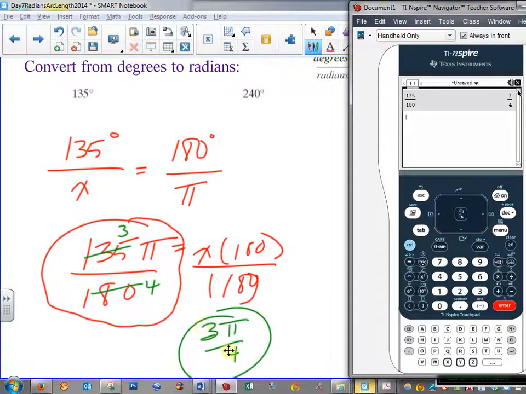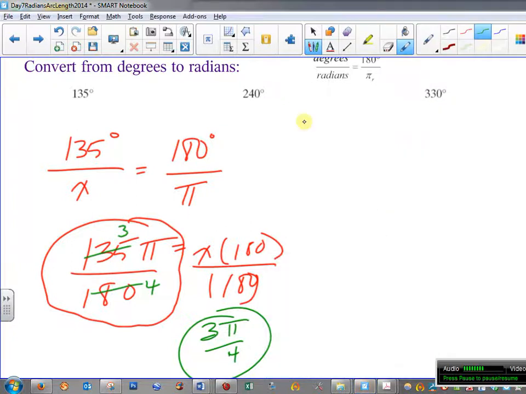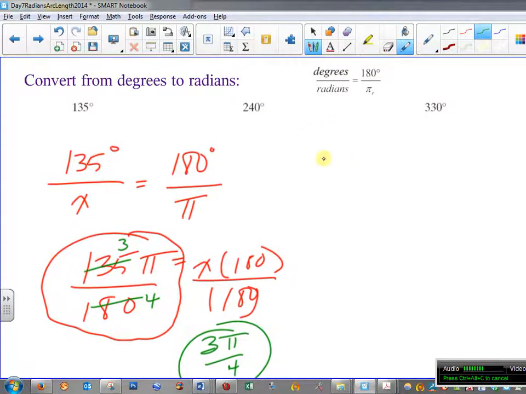So 135 degrees is the equivalent of 3 pi over 4 radians. We'll do one more of these. Look at the 240. I'm going to again use that formula. 240 degrees on top. I don't know what the radian measure is, but I know it's equal to 180 degrees over pi radians. And this formula works because 180 and pi are in the exact same location on the circle.